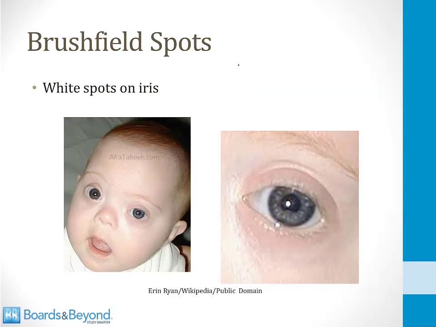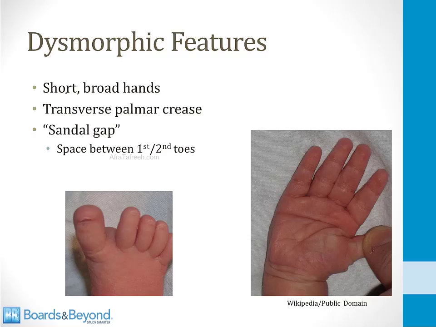Brushfield spots are another characteristic finding of the eyes in Down syndrome. These are white spots on the iris. This baby has it in this picture here. I've zoomed in on the right side of the screen so you can see the white spots on the iris. Those are Brushfield spots. Children with Down syndrome often have short, broad hands, and then there are 2 classic findings in the hands and the feet that you should know about. The first one is called a transverse palmar crease. This is a crease that goes across the palm. I'm circling one on the right side of the screen with my pen. This is a classic finding in children with Down syndrome.